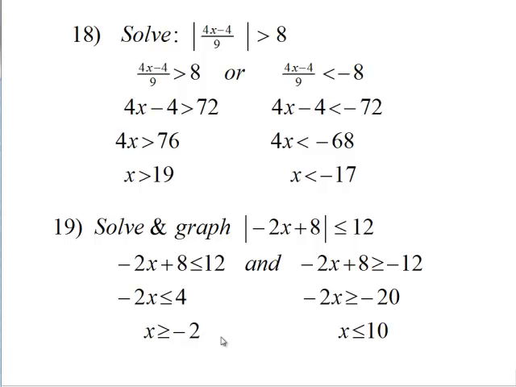Now I'm bigger than negative 2. I'm less than 10. So I'm at negative 2 and 10. They both have equals, so they both get brackets, and I'm in between them. So that's all those.